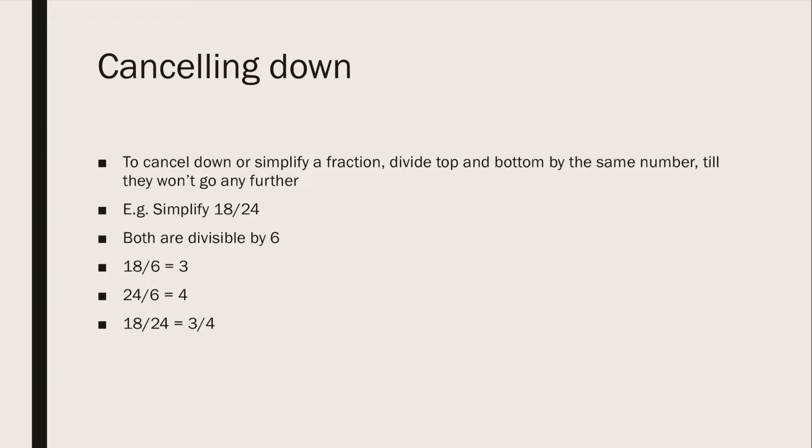So in this case, both are divisible by 6. Straight away we know that. So 18 over 24, and then we divide both sides by 6, which is 3 over 4. Therefore, the cancelled down version of 18 over 24 is 3 over 4.